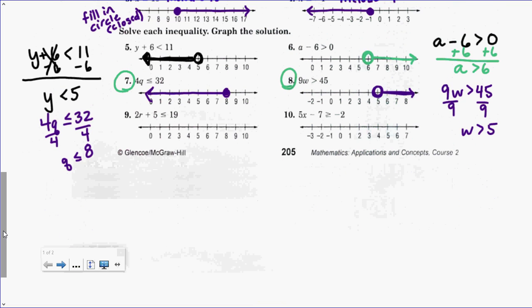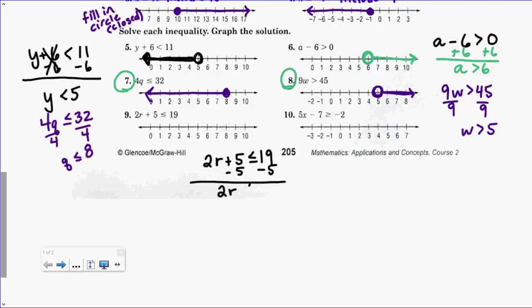If we try the last two, those are two-step equations. So how about this? I'll do number 9 with you, then you can try number 10 on your own and see if you're right. 2r plus 5 is less than or equal to 19. Okay, we're going to subtract 5 from both sides, and we get 2r is less than or equal to 14. Okay, remember we wanted to get rid of the positive 5, so we subtracted 5. Now I divide by 2 on both sides, and r is less than or equal to 7. I'm including the 7 because it says it can be 7, and then it's all the numbers to the left.